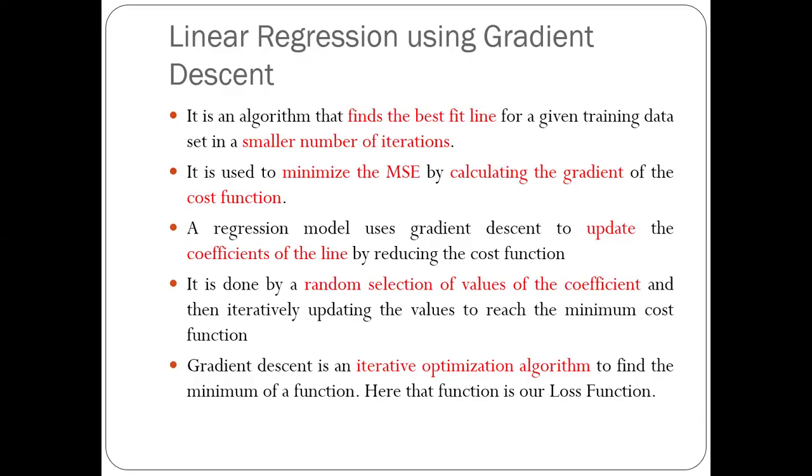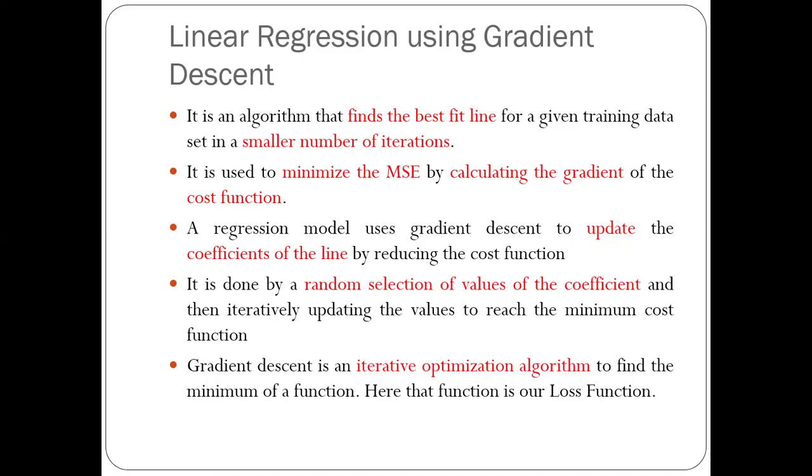So in order to minimize the error value, we are calculating the gradient of the cost function. This gradient is calculated with the help of a partial derivative. Actually, a regression model uses gradient descent mainly to update the coefficient values. After that, it will significantly reduce the error value of the cost function. In order to do this, we randomly select the values for coefficients in the initial stage, and after every iteration, we need to update the values until we reach the minimum coefficient values for the cost function.